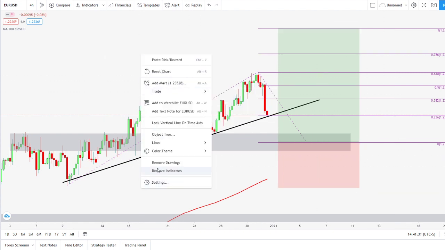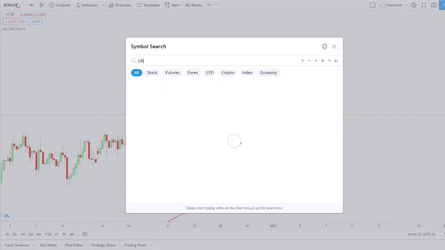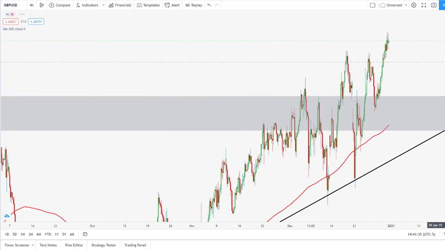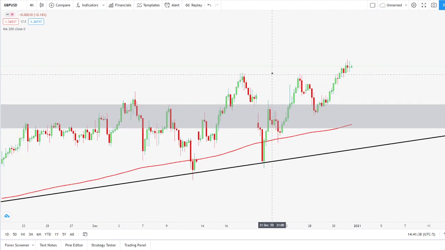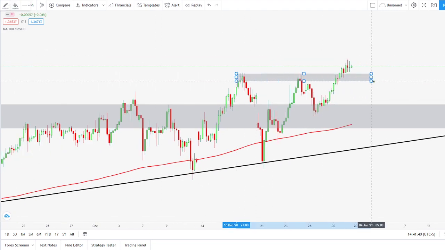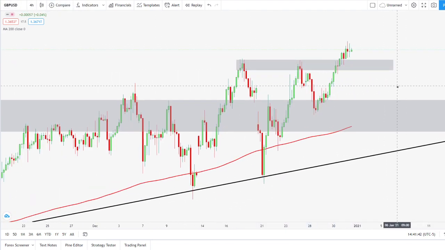Okay, so let's move on to something else. We spent some time there on euro dollar. Let's talk about pound dollar for a second. Pound dollar just moving higher. You can see we broke right through resistance. And so now the question is, is there going to be any sort of pullback here?